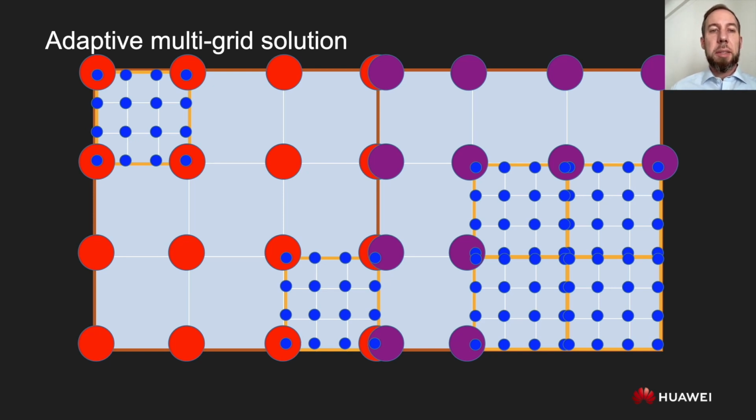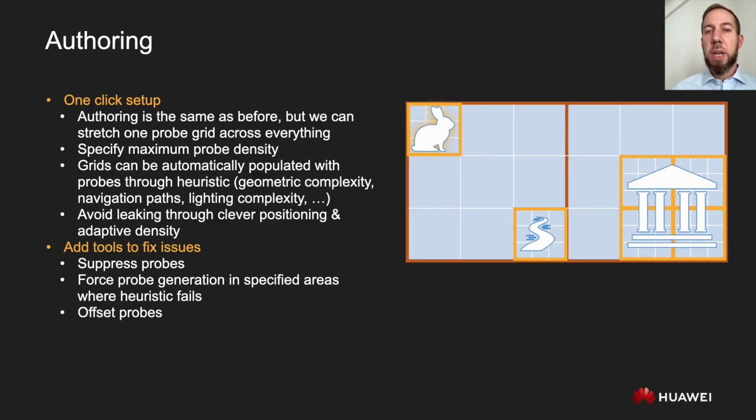So what do we gain? Artists now specify a maximum probe density, that is the amount of probes per square unit of space, and simply slap one giant probe grid across the scene if they want to, and the automatic subdivision should take care of the setup. Because of the adaptiveness, we get better representation for our captured GI and avoid leaking issues much more nicely. This setup will go a long way, but of course it won't address all problems.